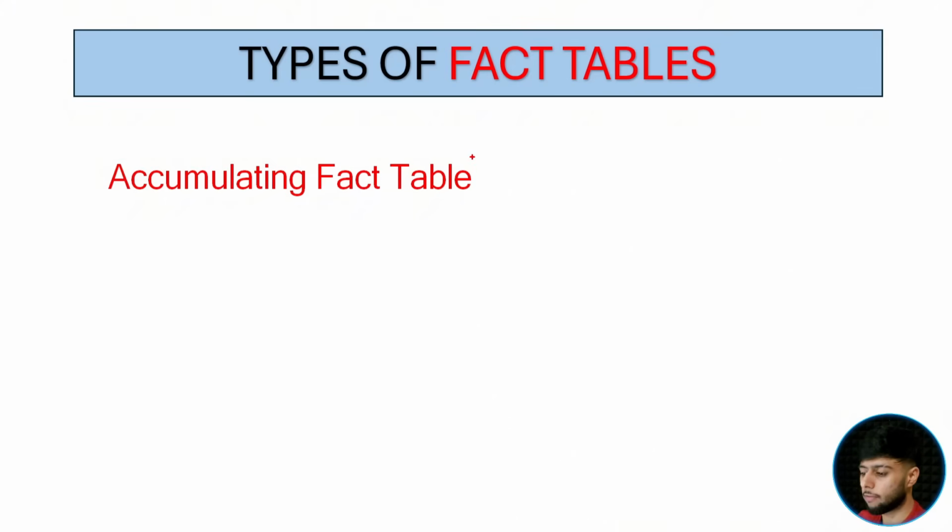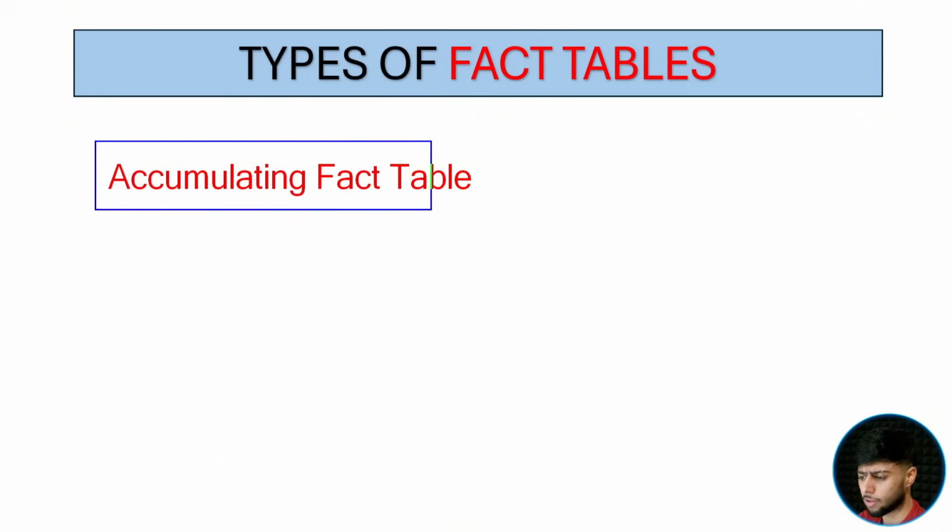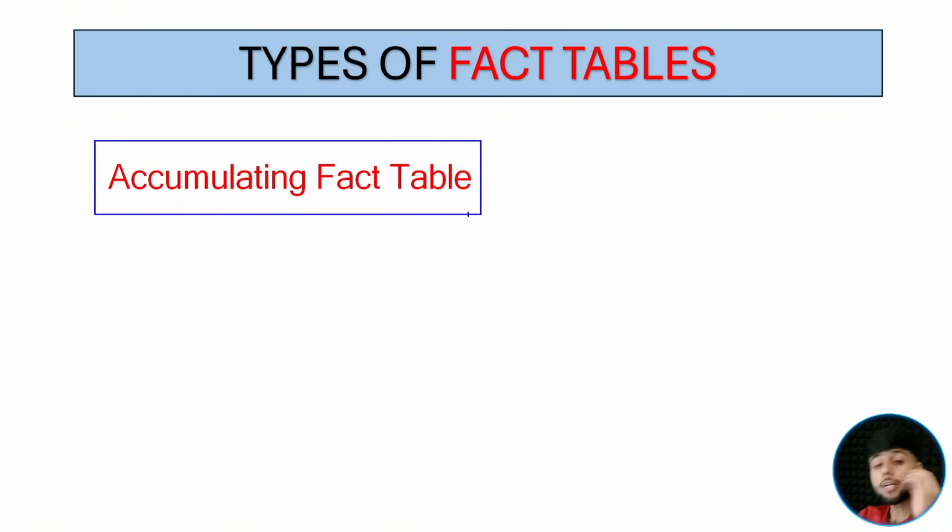Okay, accumulating fact table. What does it mean? And really, this type of fact table you will not see everywhere in all the businesses. Now in this particular fact table, one row describes the journey or process. One row is the whole process.